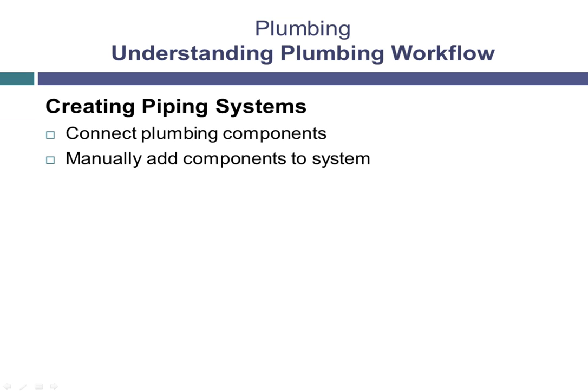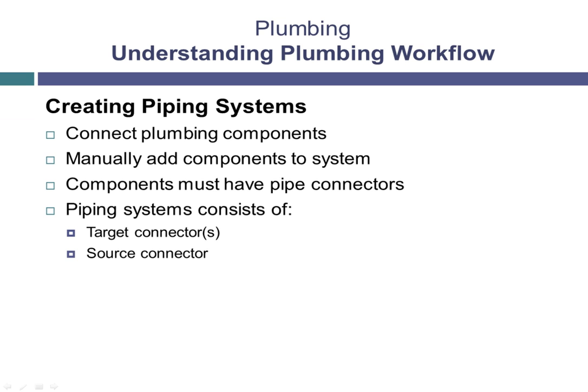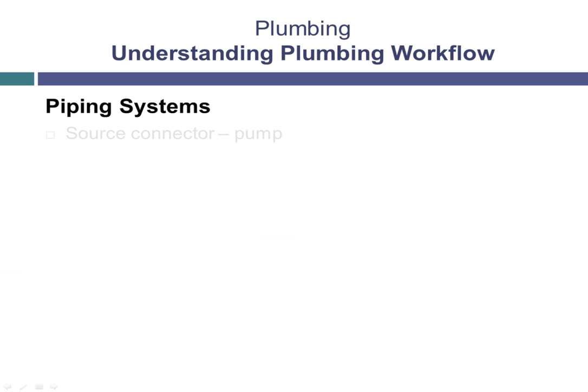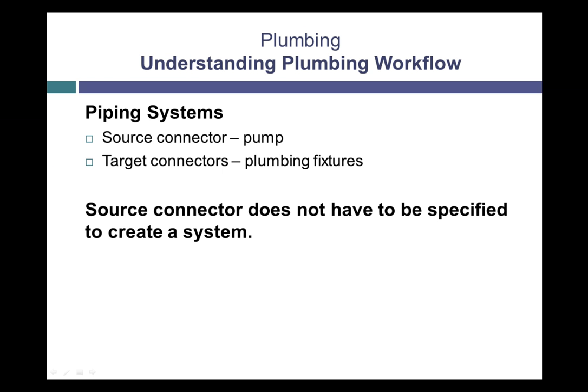In order for a component to be added to a system, the family must have a pipe connector. A piping system consists of one or several target connectors and one source connector. Typically, a source connector is on the equipment, such as a pump, while the target connectors are the various plumbing fixtures. The source connector could also be the pipe connector where the fluid is flowing from or to. However, it may be easier to not even specify a source connector when creating piping systems for plumbing.